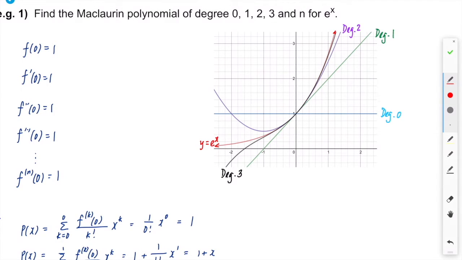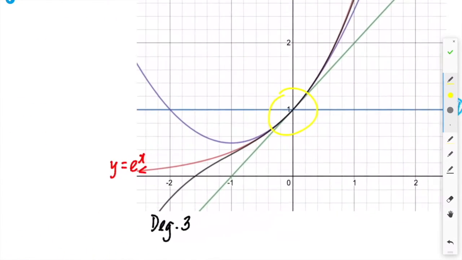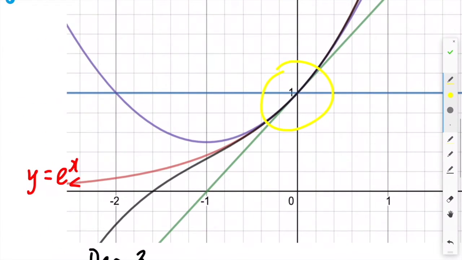So look how the approximation actually improves as we go from degree 0, which seriously looks nothing like the red line, right? Near x equals 0. How about the straight line? Well, if I really magnified my graph here, maybe a little portion of the green function will overlap with the red function. So there is my linear approximation.